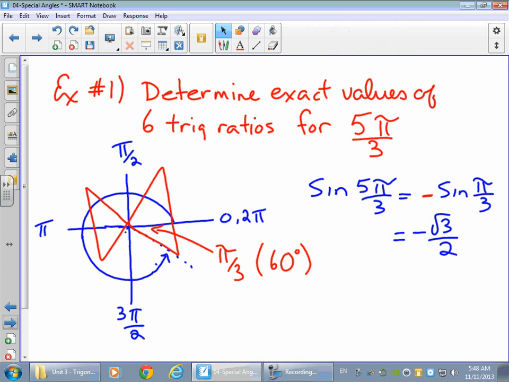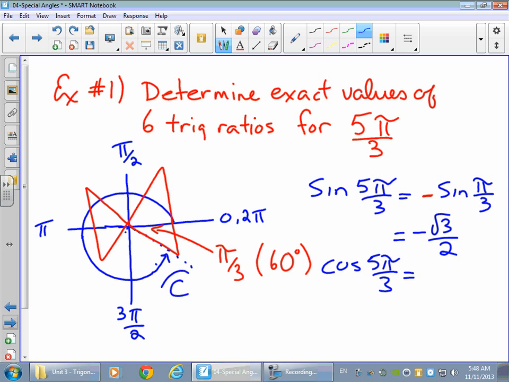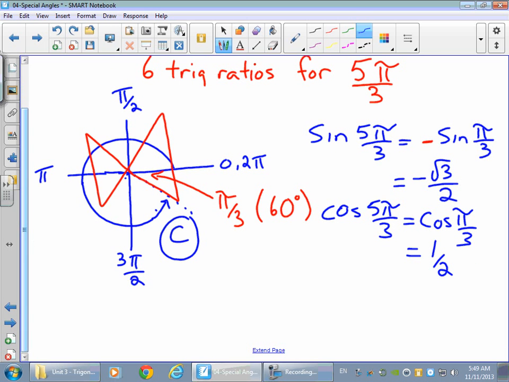Similarly, if we wanted to finish up the others, cosine of 5 pi over 3 is exactly equal to, in this case, because cosine is going to be positive down here, cosine of pi over 3, which is exactly 1/2. And we can then continue to finish up what is tan, what is cosecant, what is secant, and so on. So video is running pretty long here, so just sort of a quick note on, I'll do cosecant here.